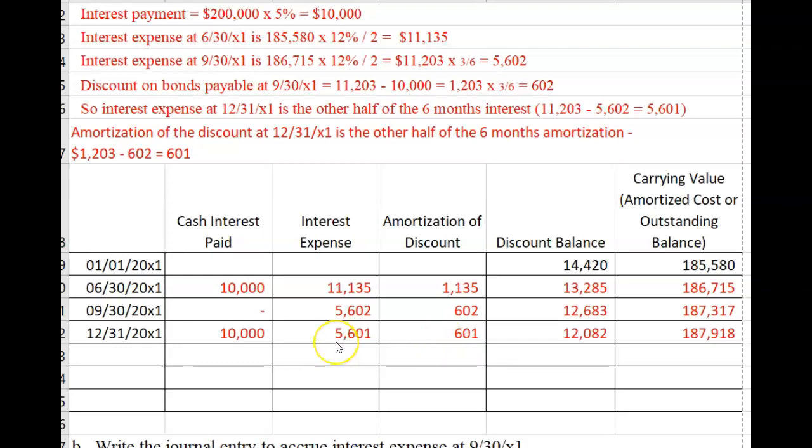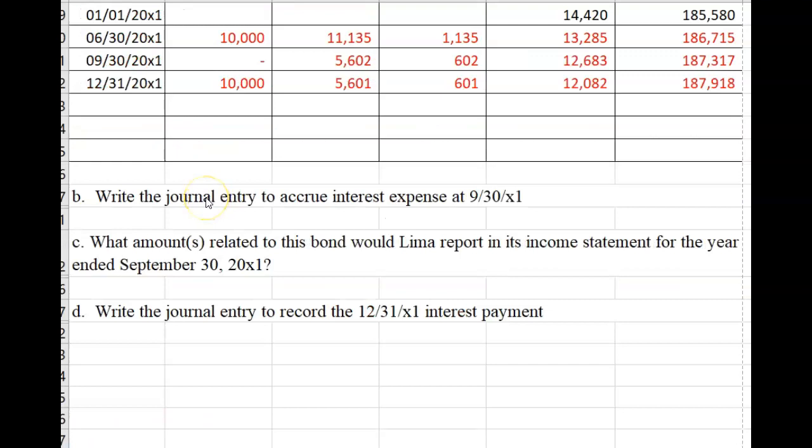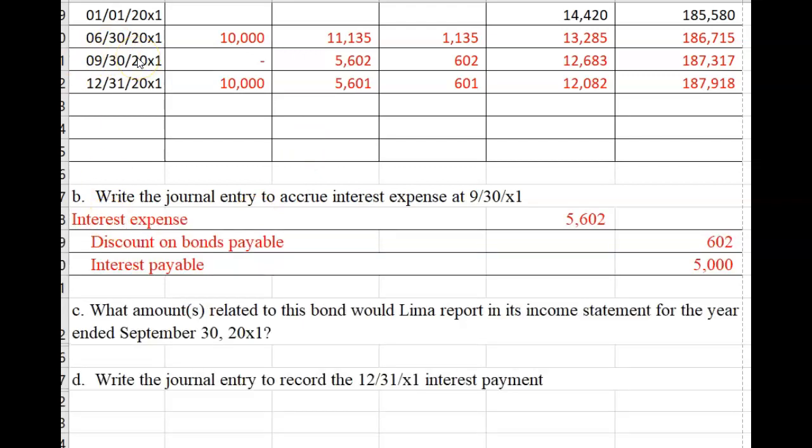I will tell you that there is a calculation that you'll have to do on the exam to calculate accrued interest expense for a financial period that ends between payment dates on the bond. Why don't you go ahead and write the journal entry to accrue this interest expense at September 30th, X1. When you've written the journal entry, start your video again and check your answer. At September 30th, we need to debit interest expense for $5,602. We need to credit discount on bonds payable for $602, and we need to credit interest payable for half, or 3/6 of the bond interest payment that will actually be paid on December 31st. So credit interest payable $5,000.